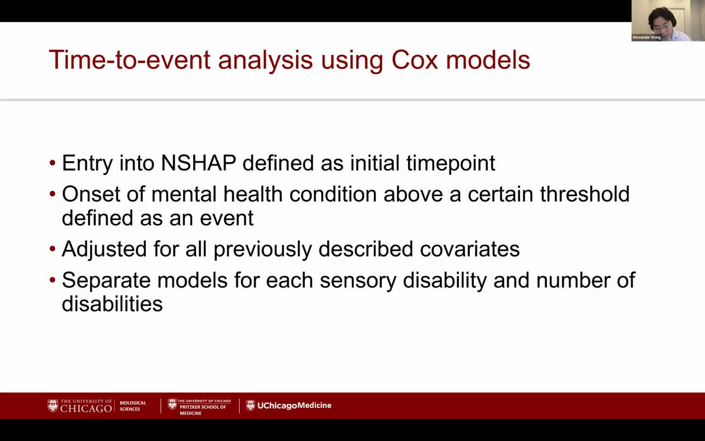The last thing about how we did our study is we did a time to event analysis using Cox models. The time at which a participant entered into the NSHAP study was defined as their initial time point T0, and the onset of a mental health condition above a threshold, as set by the NSHAP based on epidemiological prevalence, was defined as the event. And then we adjusted for all the previous covariates that I described.